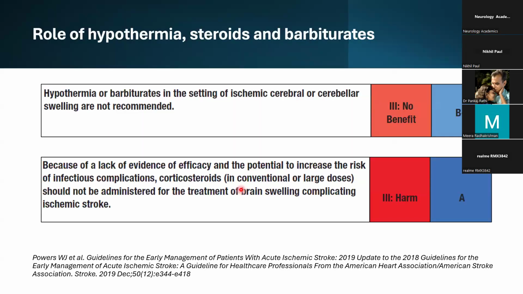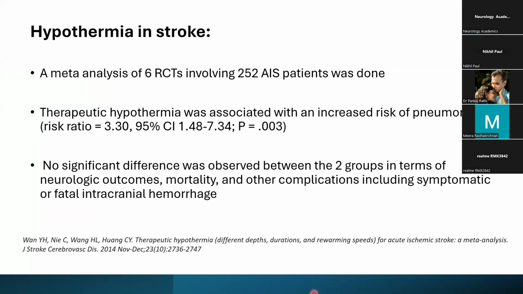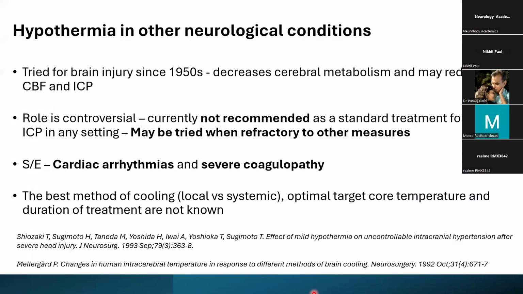The role of hypothermia, steroids, and barbiturates. Steroids are contraindicated as per the AHA guidelines in stroke because they have been shown to have infectious complications. Hypothermia and barbiturates are not recommended. Again, in stroke, hypothermia was associated with increased risk of pneumonia, hence they are not really recommended.